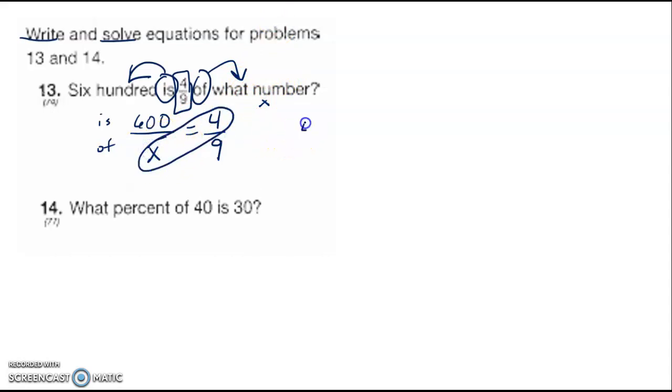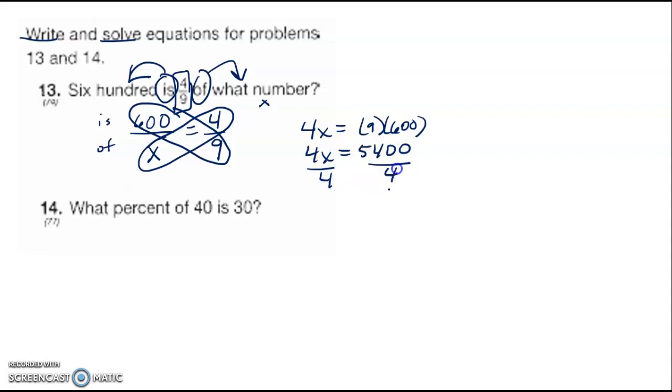So we have 4x is equal to 9 times 600. So 4x is equal to 5,400. Divide by 4, x is equal to 1350. Okay, I'm going to go ahead and stop there, and we'll start on 14 in part 2.